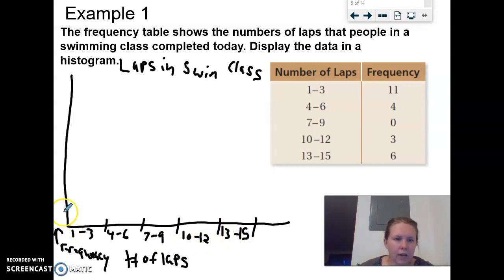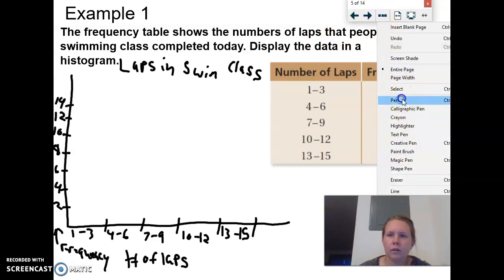So let's go. I think I might go up by increments of 2 on this line. So let's go 2, 4, 6, 8, 10, 12. We'll just go up to 14, because the highest one is 11. All right, I'm going to try and pick a different color here.